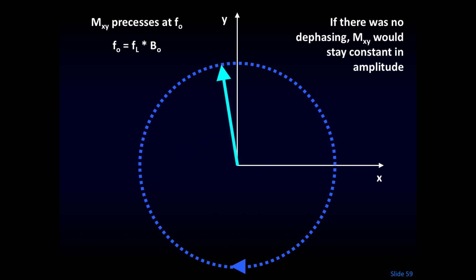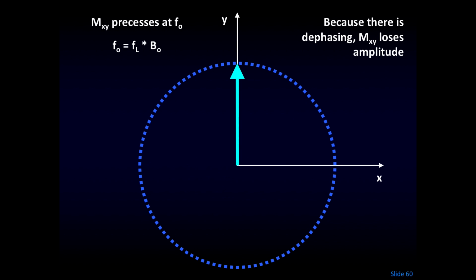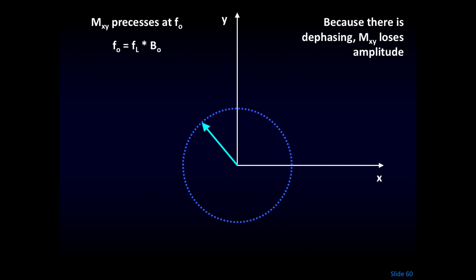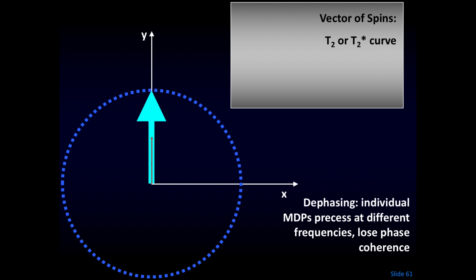If there was no such thing as dephasing, this magnetic dipole, which is now in the XY plane, would just basically precess forever. But it turns out there is dephasing because this net blue arrow is created by multiple smaller arrows, and over time that will dephase and lose signal. And the loss of signal is known as T2 relaxation.